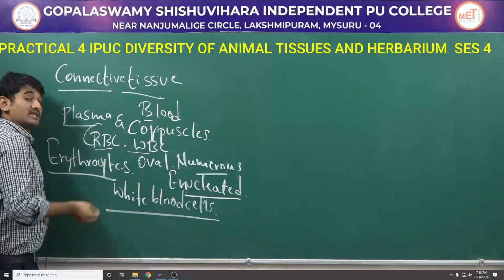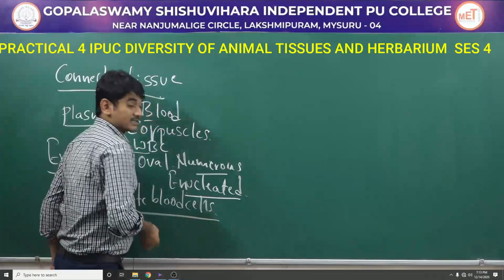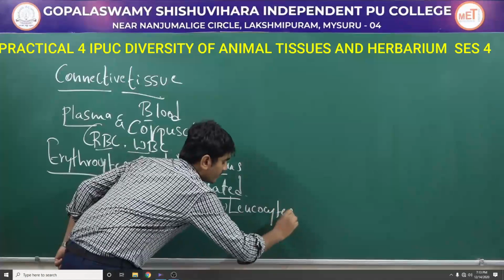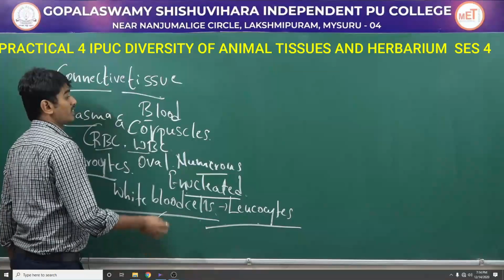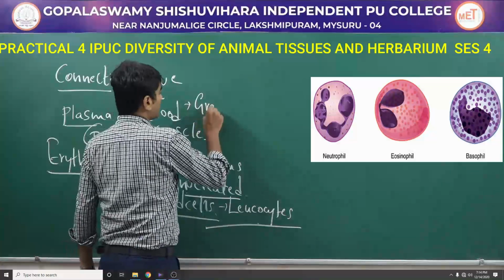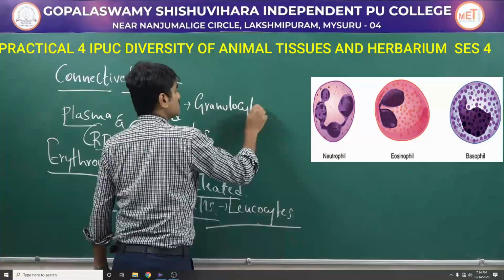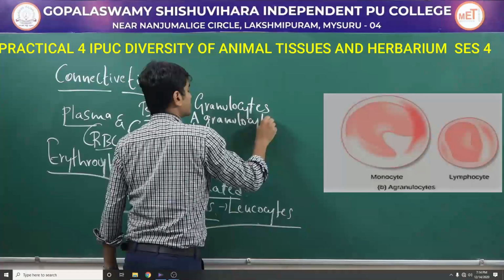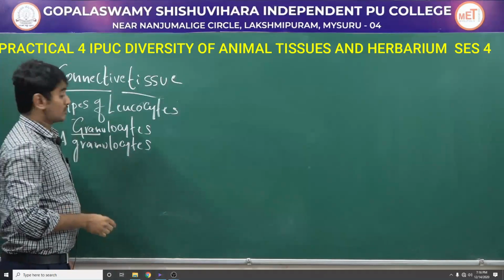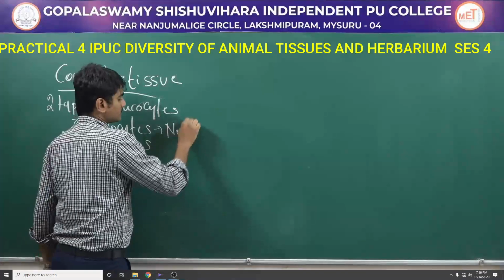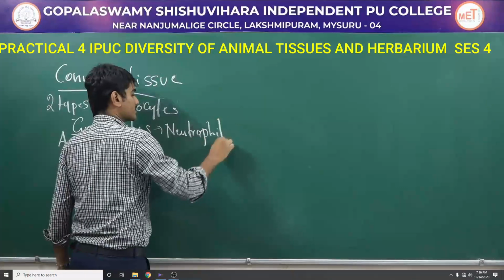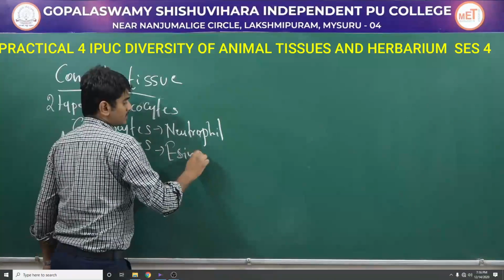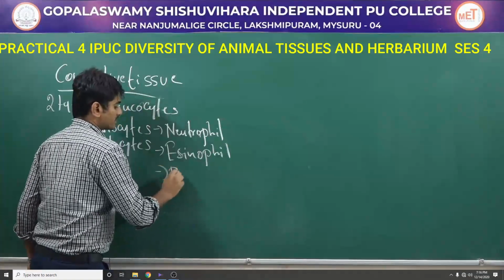These white blood cells are also called leukocytes. These leukocytes or white blood cells are of two types: granulocytes and agranulocytes. The granulocytes include neutrophils, eosinophils and basophils.